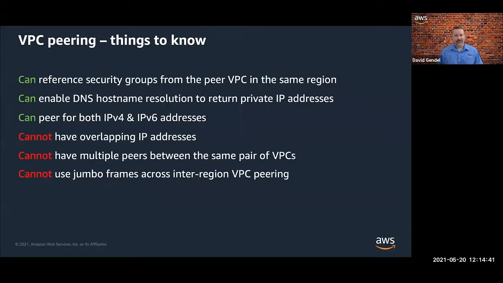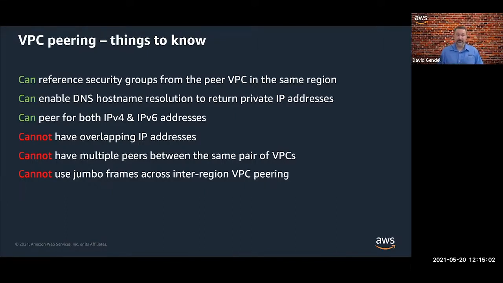So just to summarize VPC peering, things that you need to remember: you cannot have multiple peers between the same pair of VPCs. Traditionally, you might think of that as an HA link between two different VPCs, but that's not how it works. AWS has built-in redundancy, so you don't have to try and recreate that.